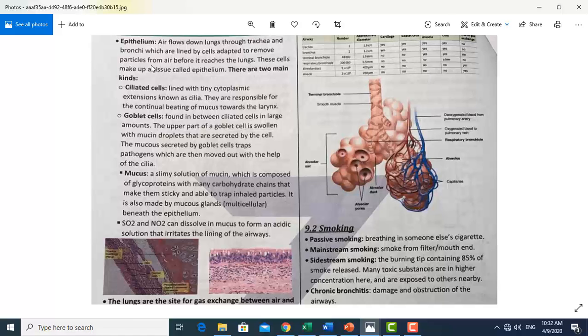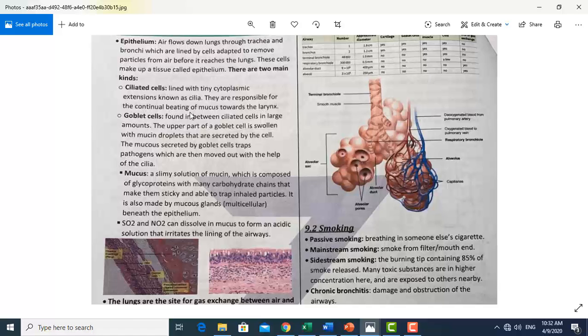Okay. These cells make up tissue called epithelium. There are two main kinds. We've got the ciliated, that means it has tiny hairs, or the goblet cells. The ciliated cells here are lined with tiny cytoplasmic extensions, which we call cilia or tiny hairs. They are responsible for the continual beating of mucus towards the larynx.